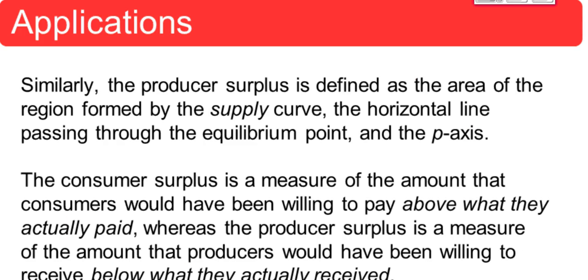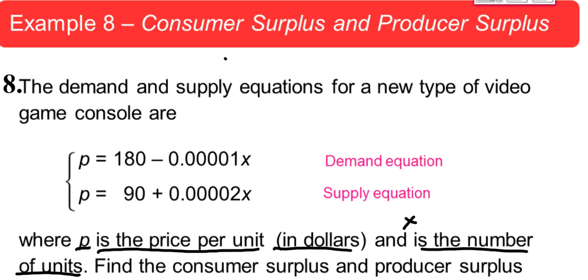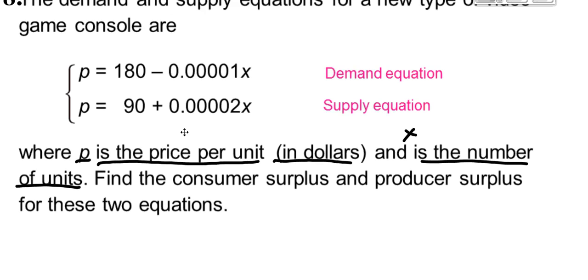So I've talked about all that. Here's just a bigger picture of that same thing. And then here's problem number 8. The demand and supply equations for a new type of video game console are P equals 180 minus 0.00001x and P equals 90 plus 0.00002x, where P is the price per unit in dollars and x is the number of units. Our job is to find the consumer surplus and producer surplus for these two equations.